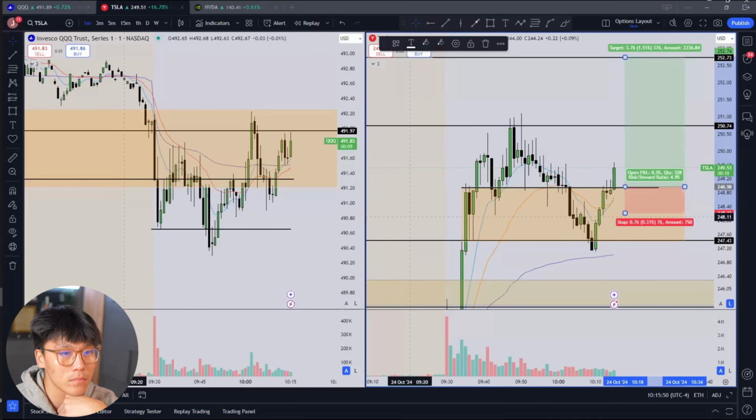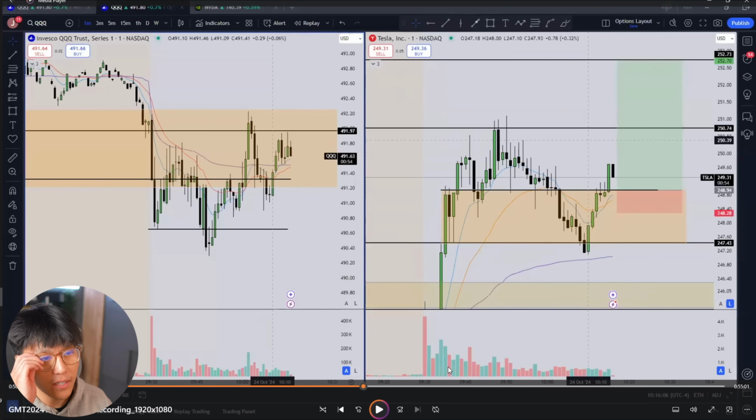Yeah, I'm back on the Teslas, the 250.25s. Risk now for me is underneath this key swing low on this reclaim. And you can see right there, I entered my second position off that reclaim. It was an 84% roll.